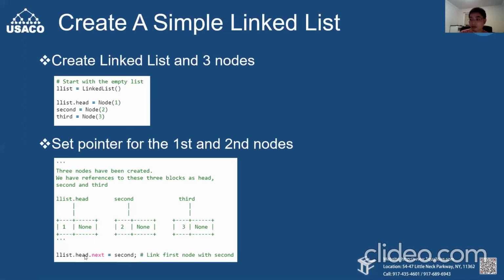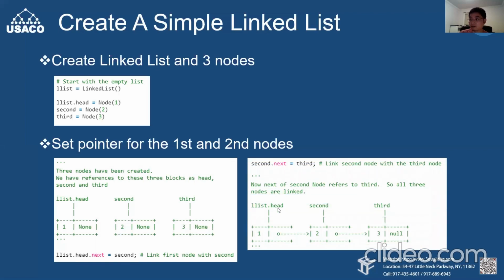Okay, so after this, what's gonna happen? After this, the first node is linking to the second, and I set second.next equals to third. Link the second node with the third node. Now the next of the second node refers to third. So all 3 nodes are linked. If you look at this diagram, the first node is 1, and its next is pointing to node 2, and then the next of node 2 is pointing to node 3. That's it. You create a list. You put in nodes and link them to each other.